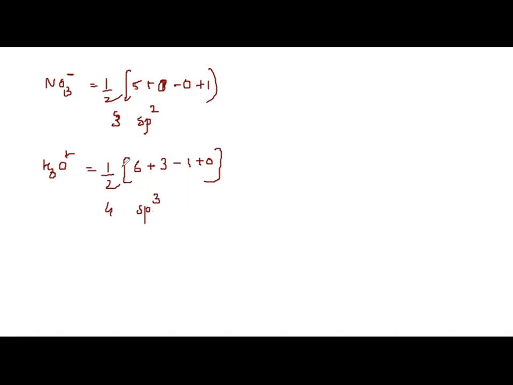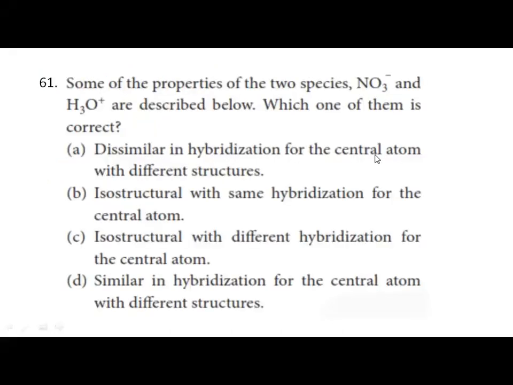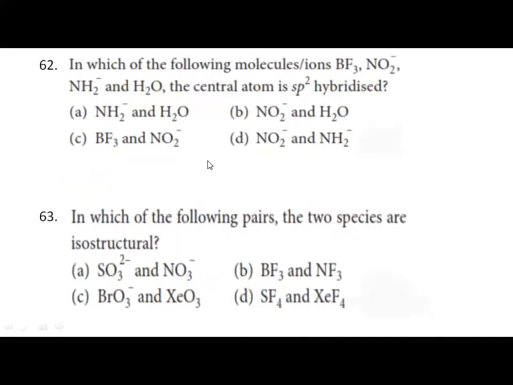So what is correct here? Hybridization is sp2 for NO3 minus and hybridization for H3O plus is sp3. So there is a difference in hybridization for the central atom. When hybridization is different, the structure will be different. So dissimilar in hybridization for the central atom and with different structures is the correct option.